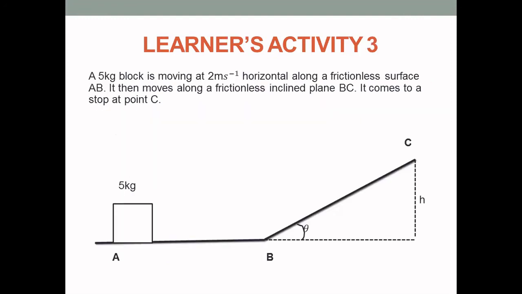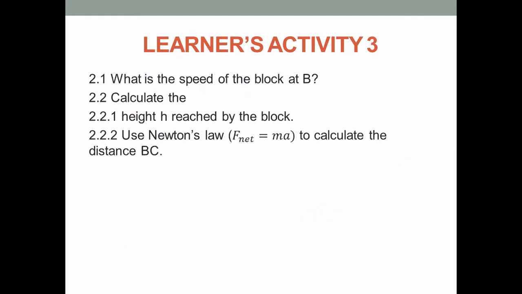Activity number 3. A 5 kilogram block is moving at 2 meters per second horizontally along a frictionless surface AB. It then moves along a frictionless inclined plane BC. It comes to a stop at point C. What is the speed of the block at B? You need to calculate the height h reached by the block. Then you must use Newton's law, F net equals ma, to calculate the distance BC.